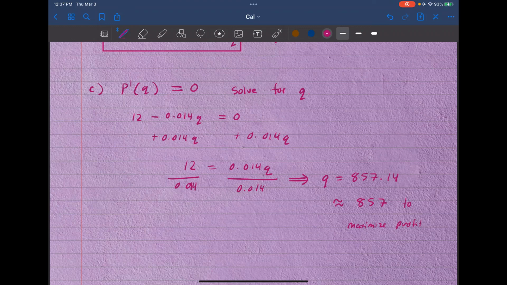So that's how much unit this company needs to produce in order to maximize profit. All right, I hope these ideas make sense.